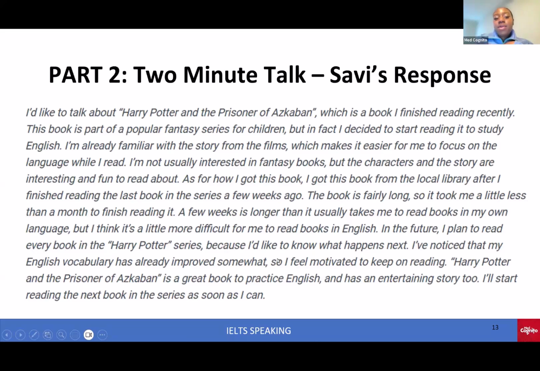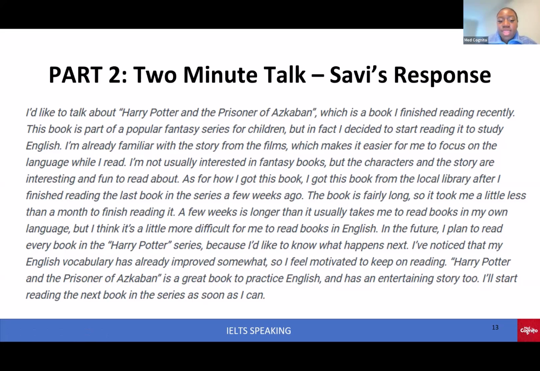So I'd like to talk about Harry Potter and the Prisoner of Azkaban, which is a book I finished reading recently. As you can see, the first technique that we discussed in the previous slide of timing is used in the beginning here. This book is part of a popular fantasy series for children, but in fact, I decided to start reading it to study English. I'm already familiar with the story from the films, which makes it easier for me to focus on the language while I read. I'm not usually interested in fantasy books, but the characters and the story are interesting and fun to read about.